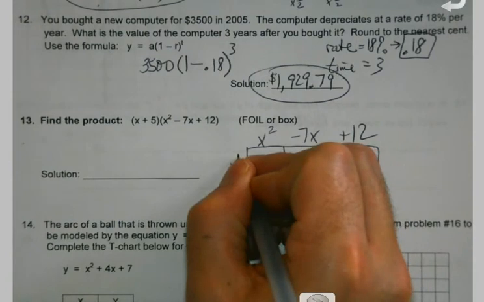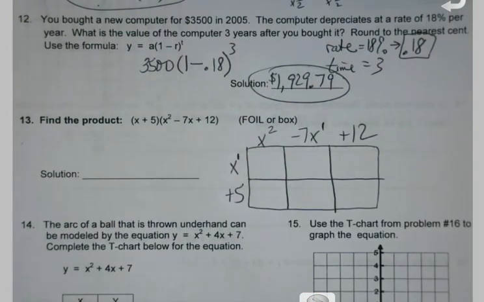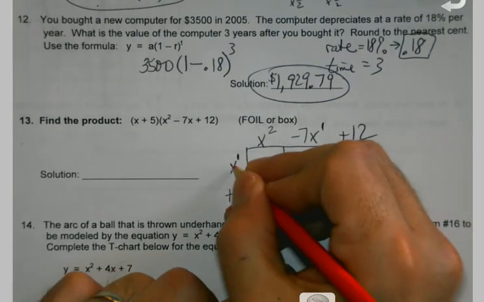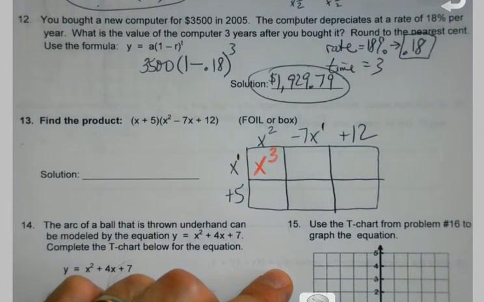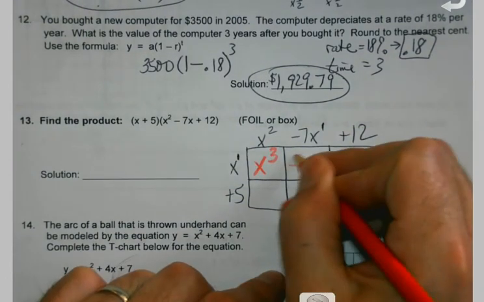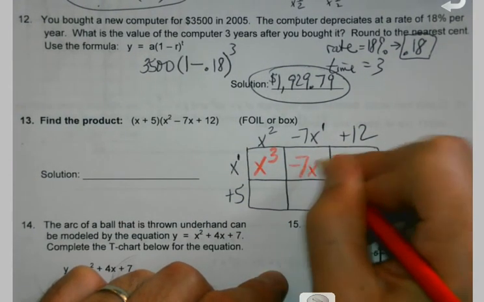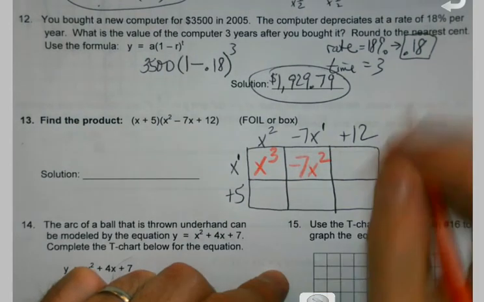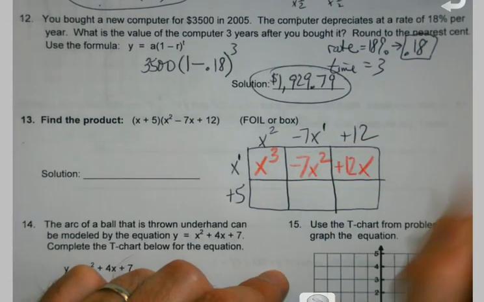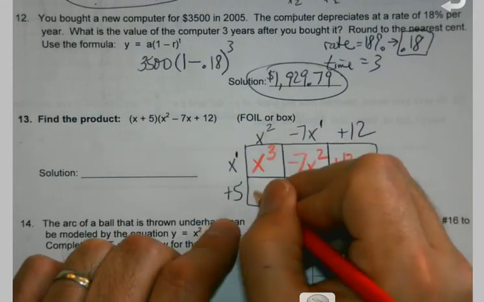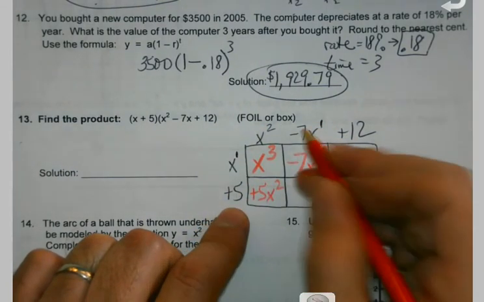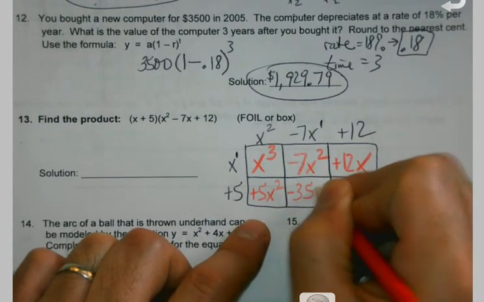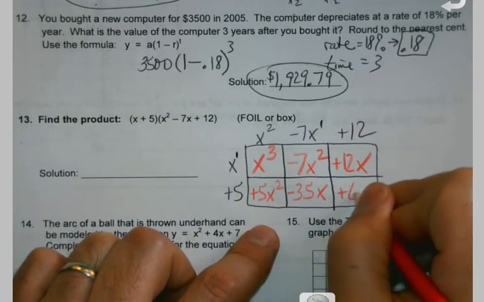And again, I got 1s as exponents on these. When I'm filling the box, I'm multiplying, so I'm adding exponents. So x, or x to the first, times x to the second is x cubed. Minus 7, x times x is x squared. Plus 12x. And multiply those. So nothing fancy here. 5x squared. 5 times negative 7 is negative 35x. And 5 times 12 is 60.